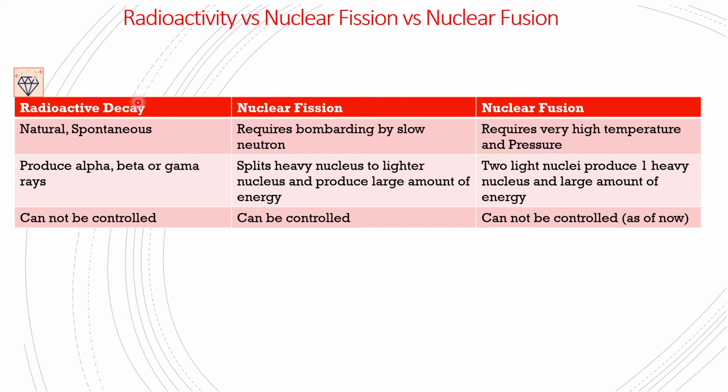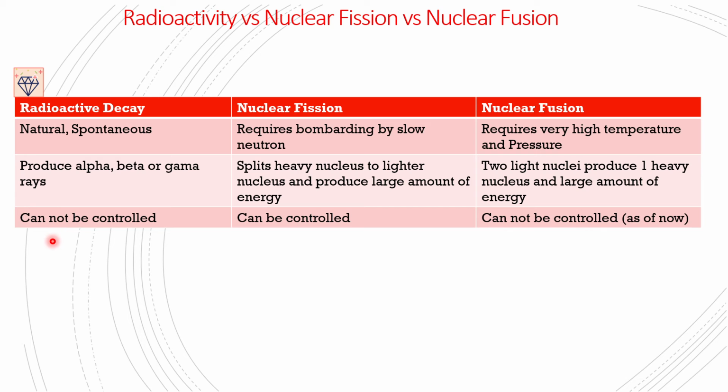Next, what is the outcome? The outcome of radioactive decay is three kind of emissions, whereas in fission and in fusion, the outcome is energy. In fission, heavy is dividing into two nucleus, whereas in fusion, two light nucleus is combining into one heavy nucleus.